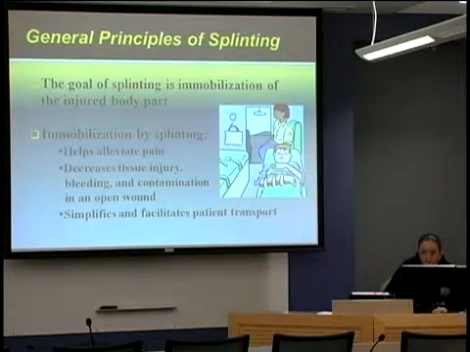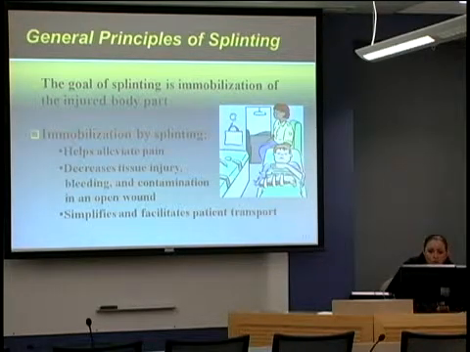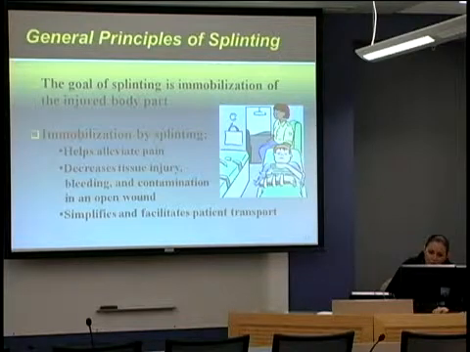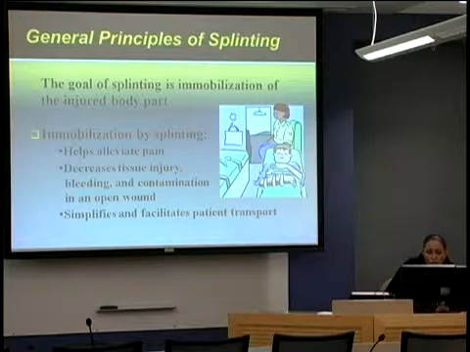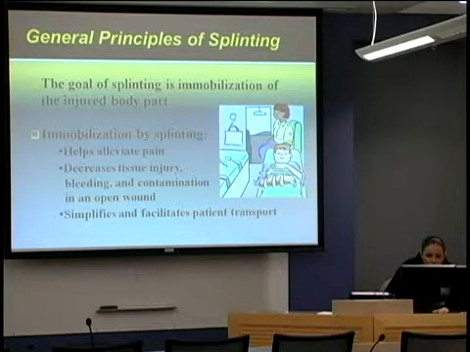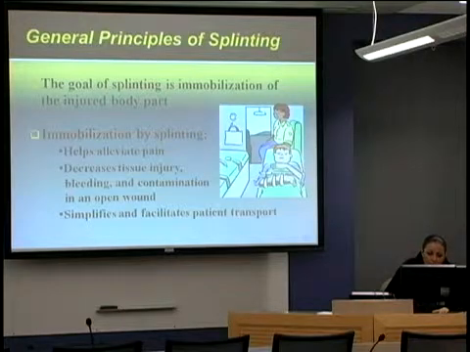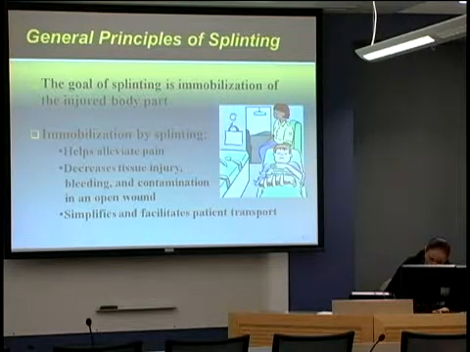So what are the general principles of splinting? The goal is immobilization of the injured body part. By splinting, first of all, it helps alleviate the pain. It decreases tissue injury, bleeding, and contamination in an open wound. It simplifies and facilitates patient transport.